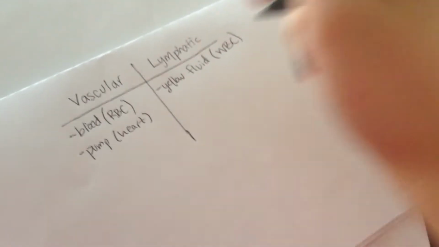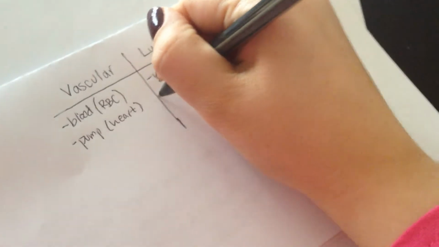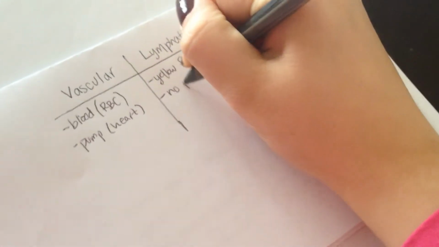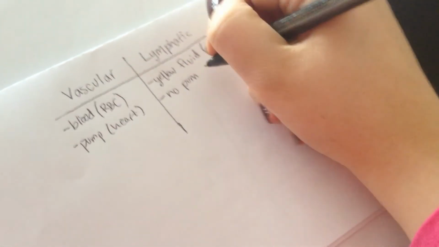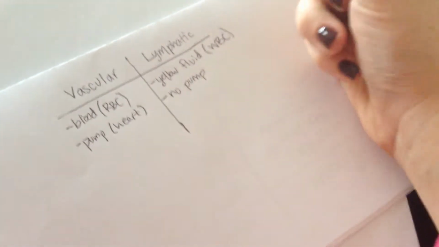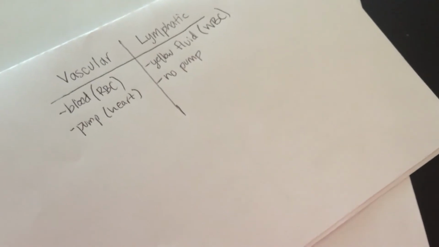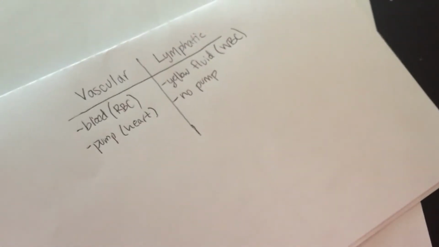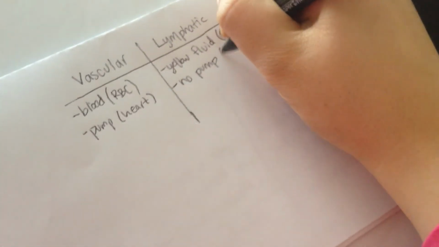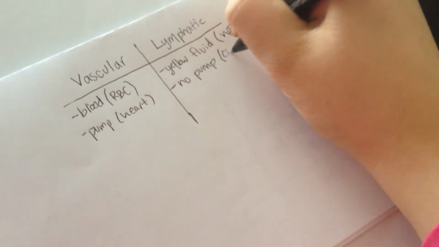Now, nutrients through the lymphatic system are not transported through a pump. There is no pump that's part of the lymphatic system. It's just the nutrients basically circulating between the cells. The pressure between the cells going back and forth moves it along the lymphatic system. So no pump there, just circulating between the cells.